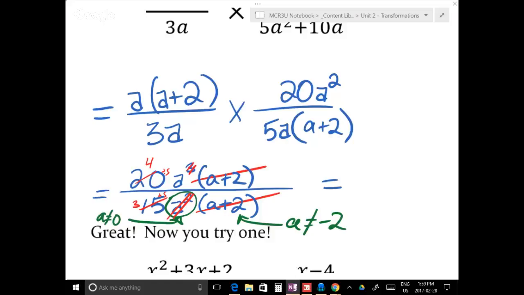So what's left? I know it's kind of tough to see with everything we've canceled here, but what's left on top? 4a over 3. Yeah, we've got 4a in the numerator, and that's what we have as well.